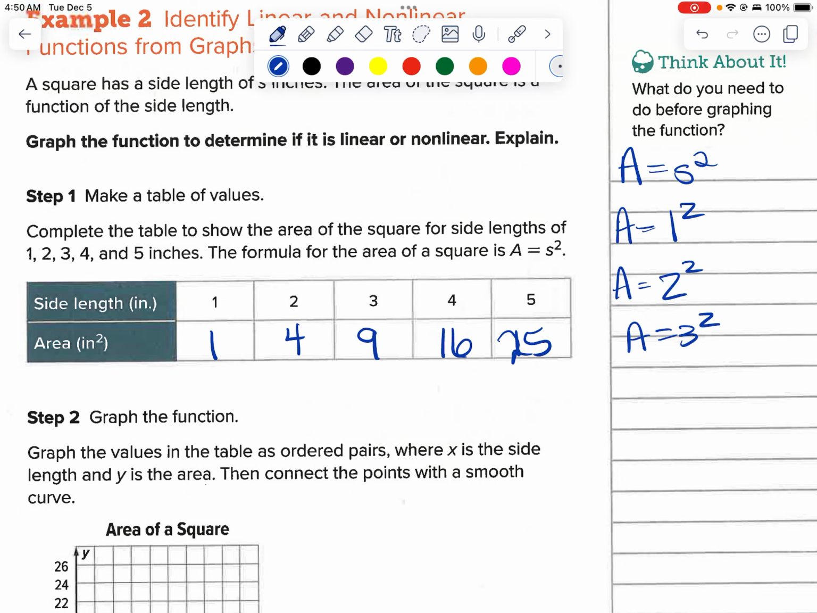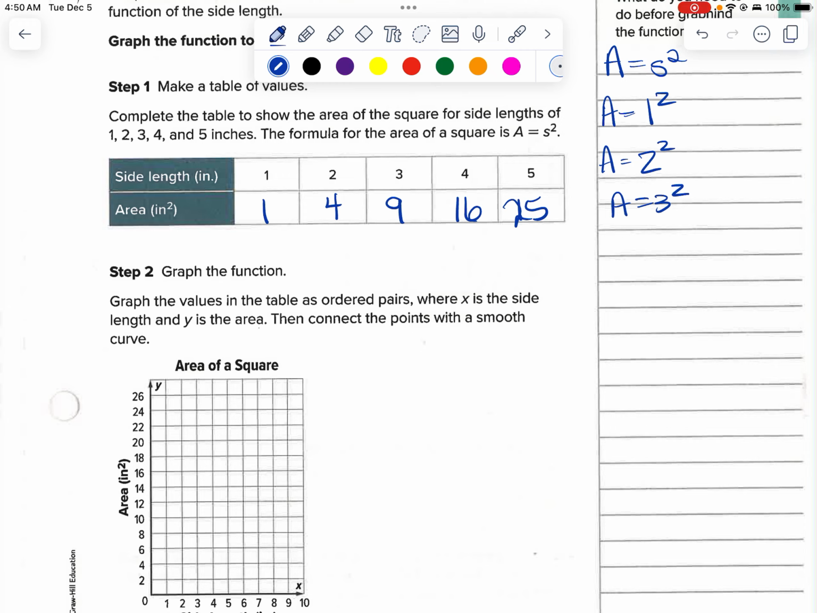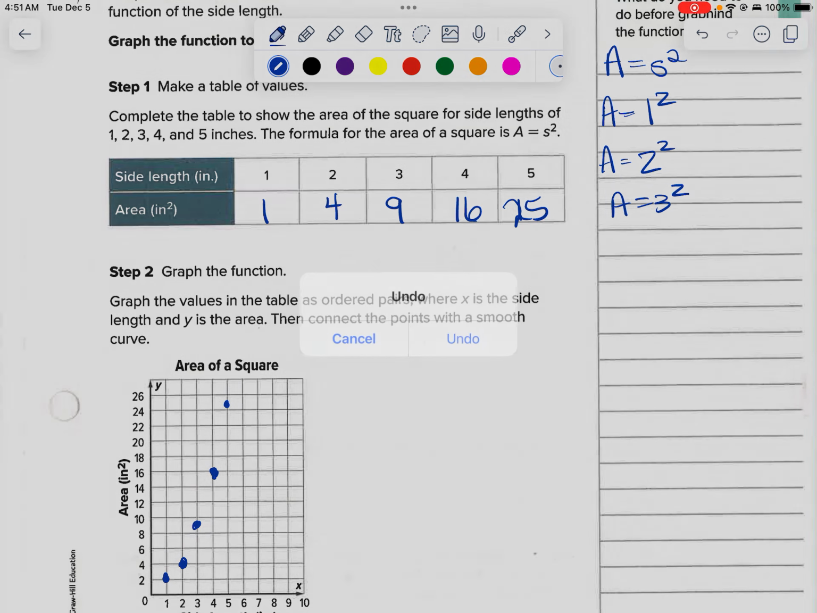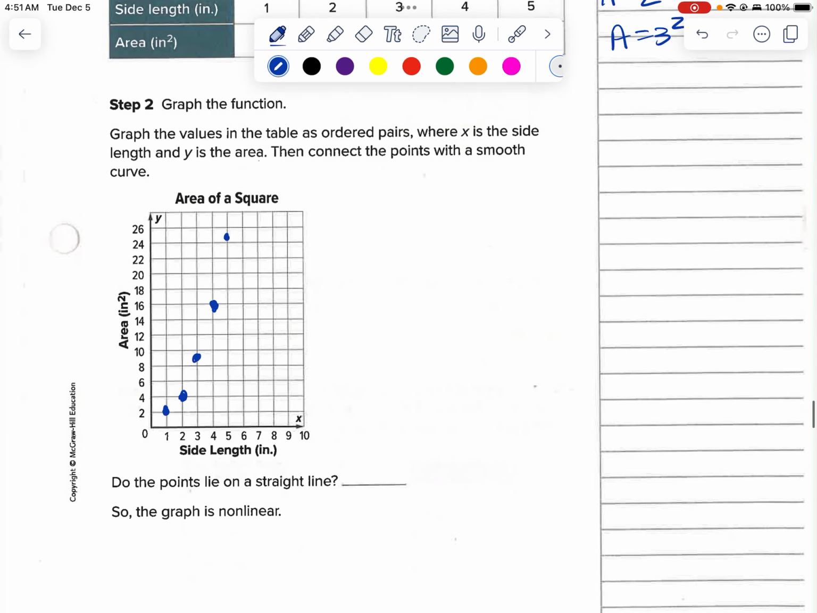5, it's 25. If I was to graph that, 1, 1, 2, 4. Oh, right there, you're probably thinking, yes, it's a line. 3, 9. Uh-oh. That's not going to make a line. 4, 16. Oh, that's definitely not going to make a line. And 5, 25. Okay. Do those points make a straight line? No. So this is nonlinear.